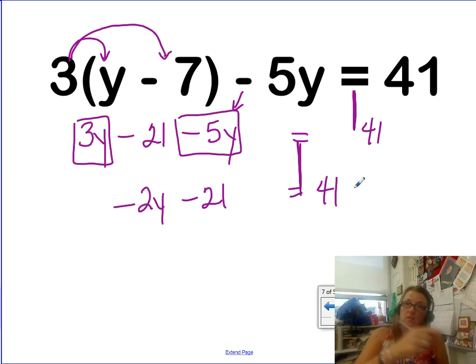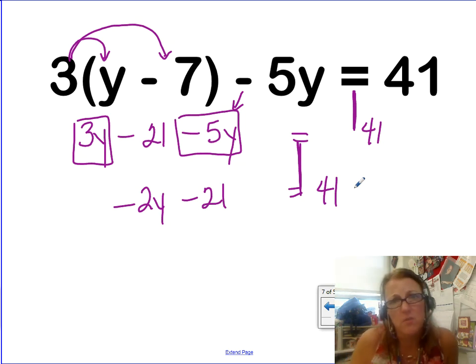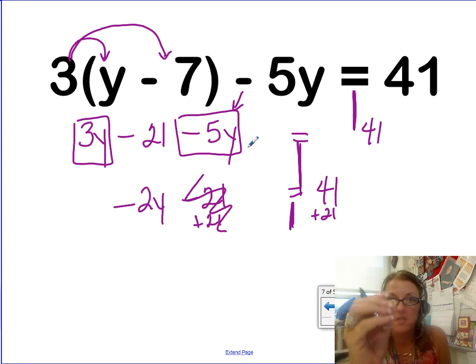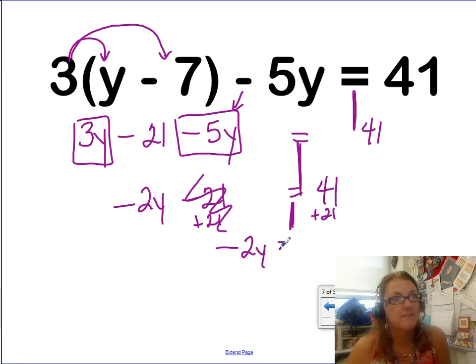All right, well, other than the fact that you've got a lot of negatives here, which is kind of gross, this is actually pretty good. All right, so first things first, let's add 21. Add 21. Those are opposites, they go to 0. When you add 0 to negative 2y, it's just negative 2y. Over here, I get 62.